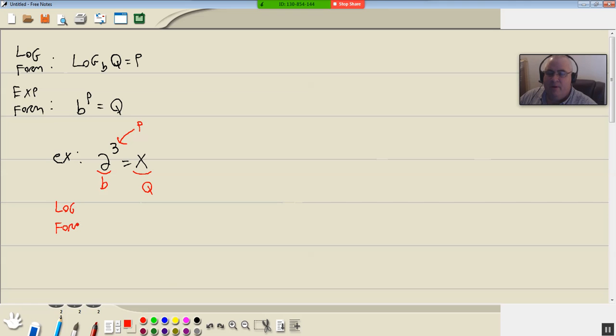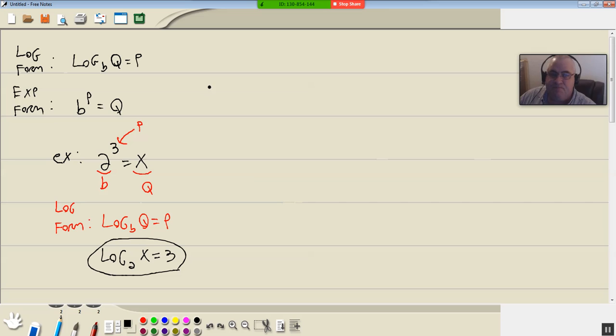Now our log form is log base b of q is equal to p. So we plug in what we identified. So we got log base b, which is 2, of q, which we said was x, is equal to p, which is 3. And that would be our answer.